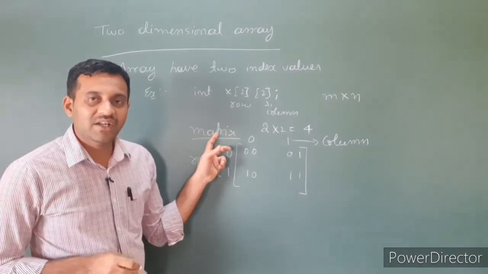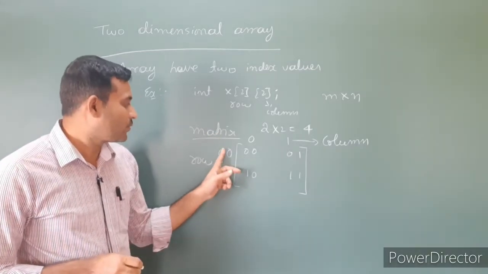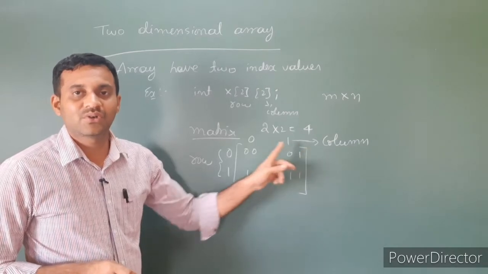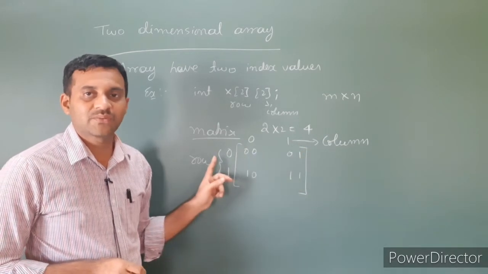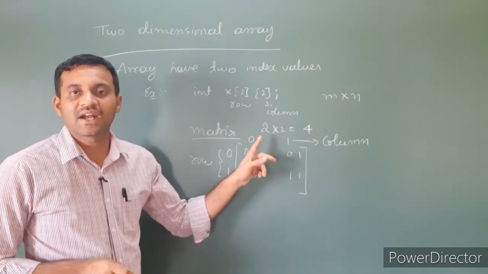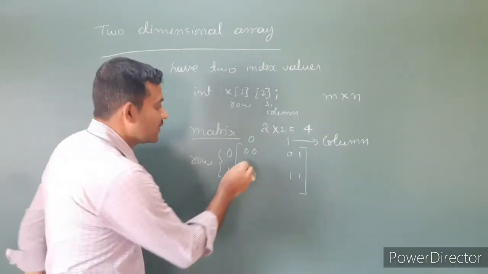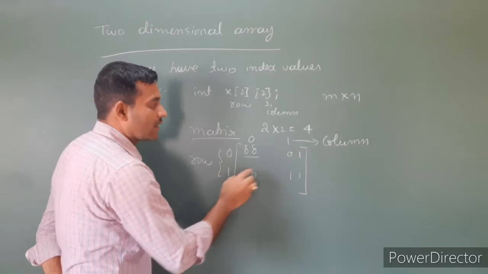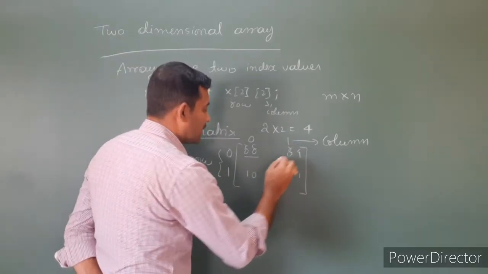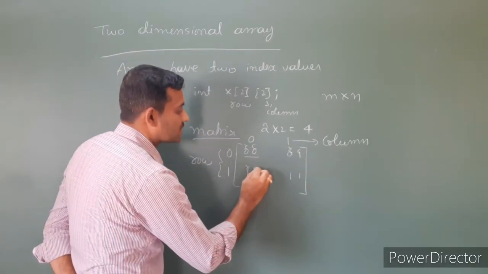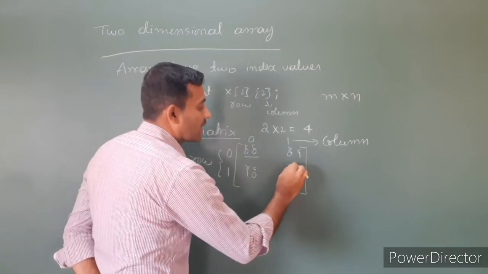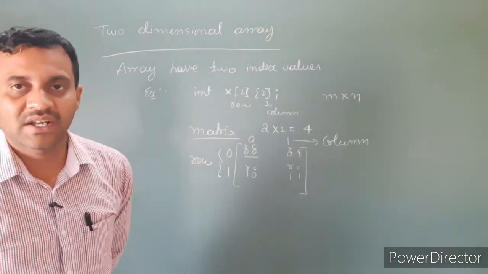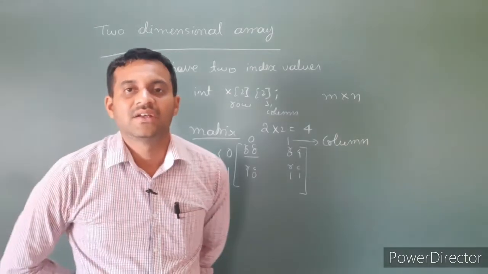Then in a matrix, say rows are represented like this, then columns are above. To represent a memory location, first we write the row address, then we write the column address. See here, 0, 0 means the first one is the row, the second one is the column. Again, row, column: first we write the row address, then the column address. Like this we have to represent an array.